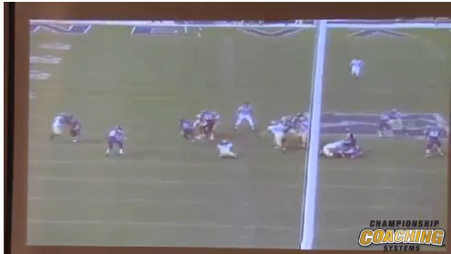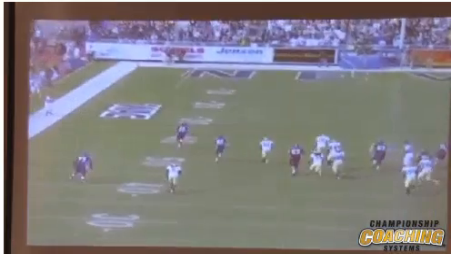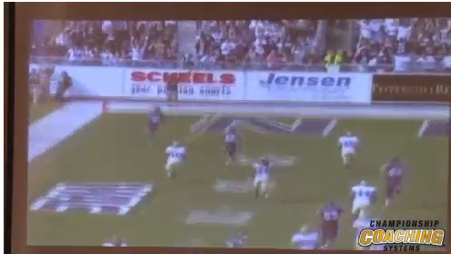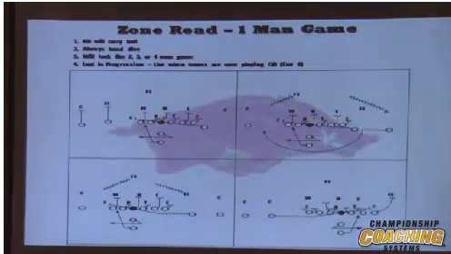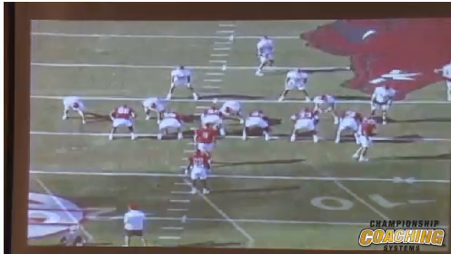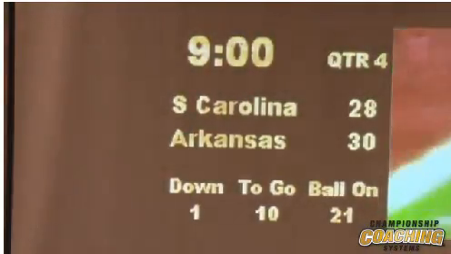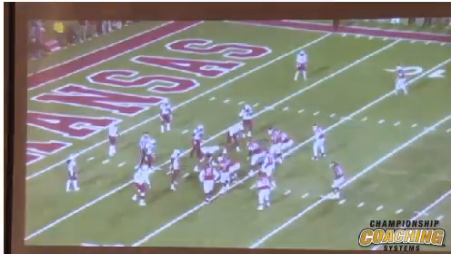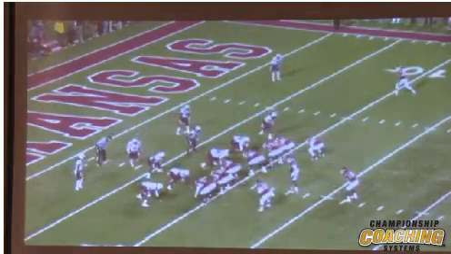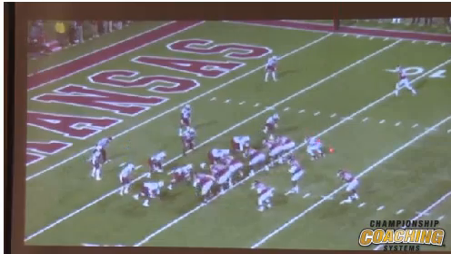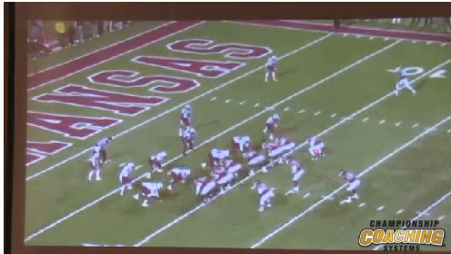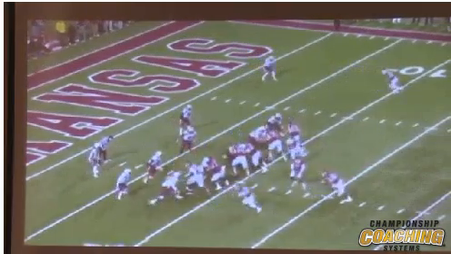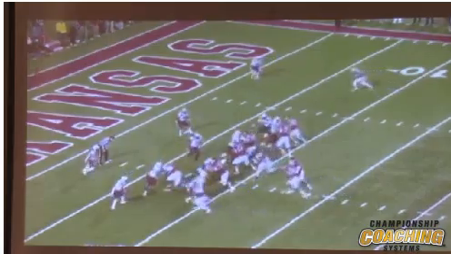We'll give you one last look. I want to get to a one-man game. Okay, one-man game, guys, is exactly what we just talked about. We're going to hand the ball. Do you remember that double lead we just ran earlier? Now what we're going to do is hand the ball, but we're making it look like double lead, but there is no read.